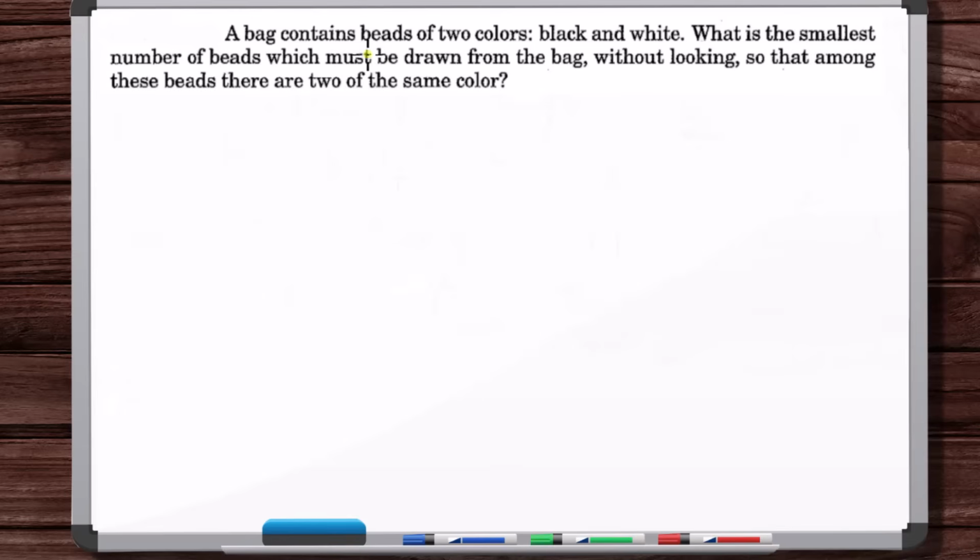So a bag contains beads of two colors, black and white. What is the smallest number of beads which must be drawn from the bag without looking, so that among these beads there are two of the same color? Okay, so with pigeonhole problems, the hard part is to identify what the pigeonholes and what the pigeons are. So we're going to make the pigeonholes be the colors.